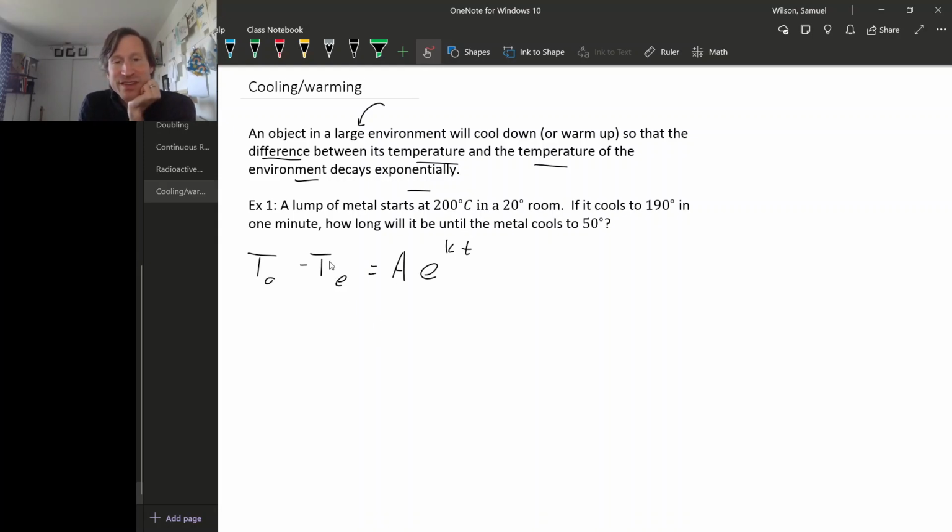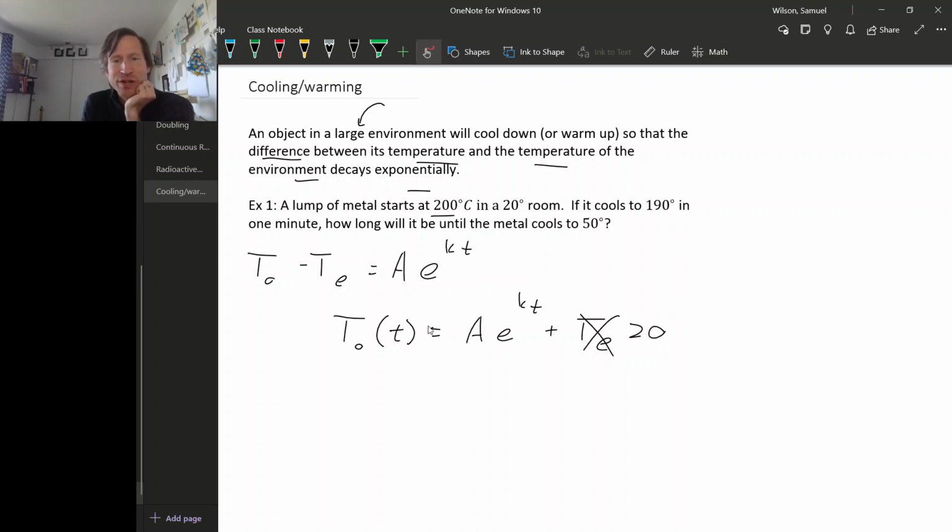So we can move this temperature of the environment to the other side. We get that the temperature of the object as a function of time is a to the kt plus the temperature of the environment. Now the temperature of the environment, we know it's 20 degrees, so we can put that in here. And we have some data points.